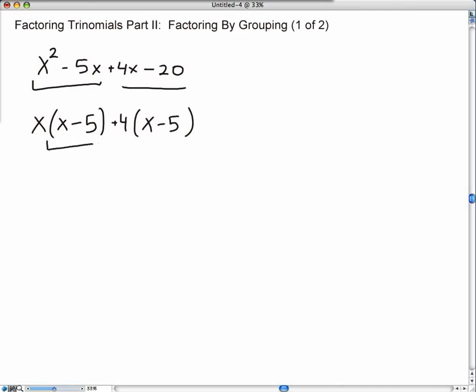Now, you have these binomials that are the same. You're going to take them out. You're going to factor it, sort of. Take it out, and you're left with x plus 4, x and then the 4. And this is your two binomials.